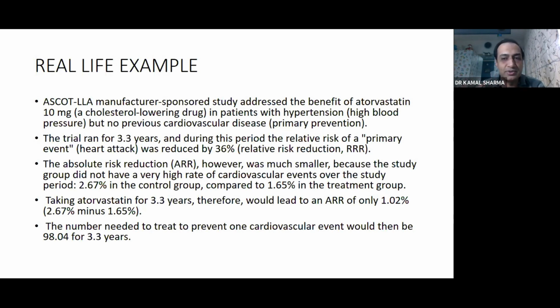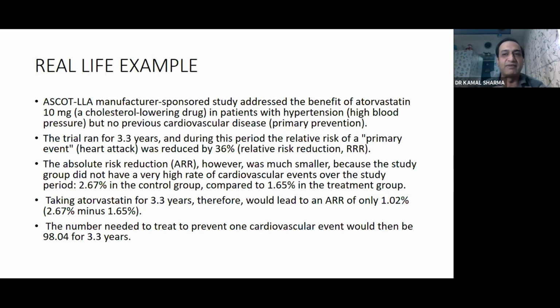So the absolute risk reduction is 1.02% over 3.3 years to prevent one MI, one myocardial infarction, one heart attack. To get the number needed to treat, you will divide 1 upon 1.02 multiplied by 100, which turns out to be 98.04, almost 100, because 1%, right? So you need to treat 98.04 patients with atorvastatin 10 milligrams for 3.3 years to prevent one heart attack in patients with hypertension with no history of previous CV disease. That is how you interpret the ASCOT-LLA trial.